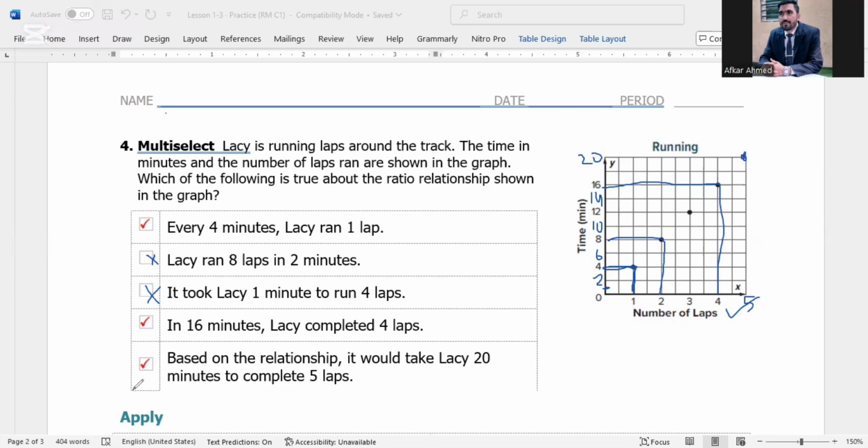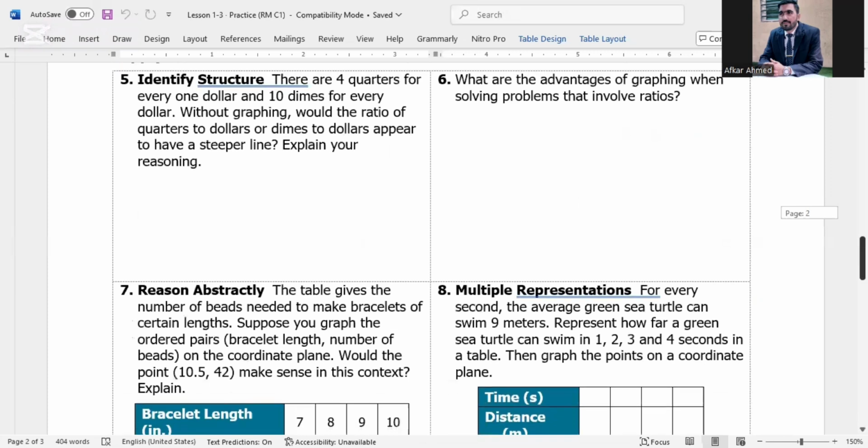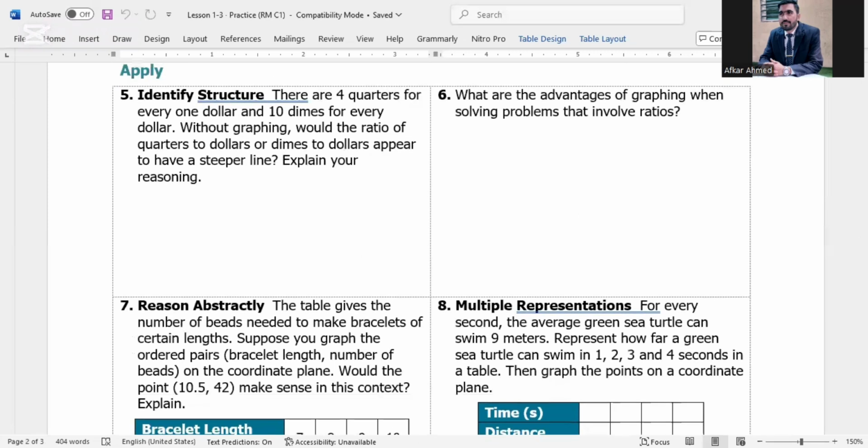Same, we will move towards question number 5, 6, 7. We have a different type of question here. Two ratios are given: there are four quarters for every $1, and the second ratio is given for every $1. So we write 4:1, quarters to the dollar. Then 10 dimes for every $1 is given.